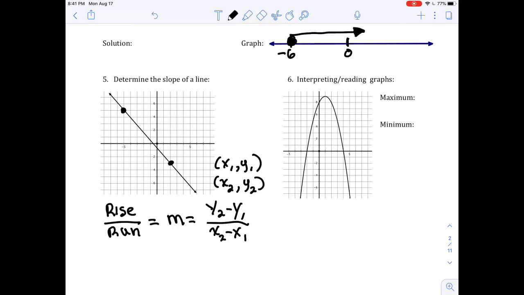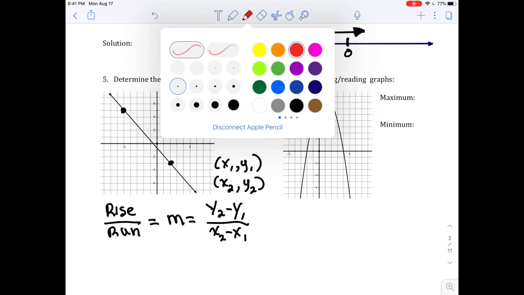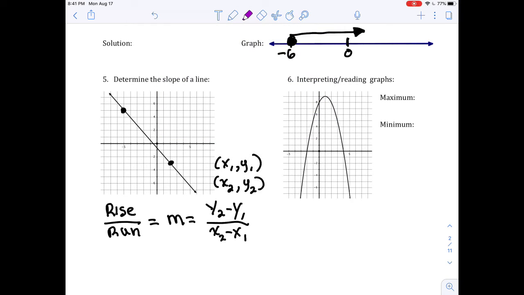We can also determine the slope of the line by just counting like I did in that previous example, rise over run. So if I pick a different color here, and I go rise over run, and I count, I can determine the slope or the slant of the line. This line is slanting down and to the right. This line has a negative slope.